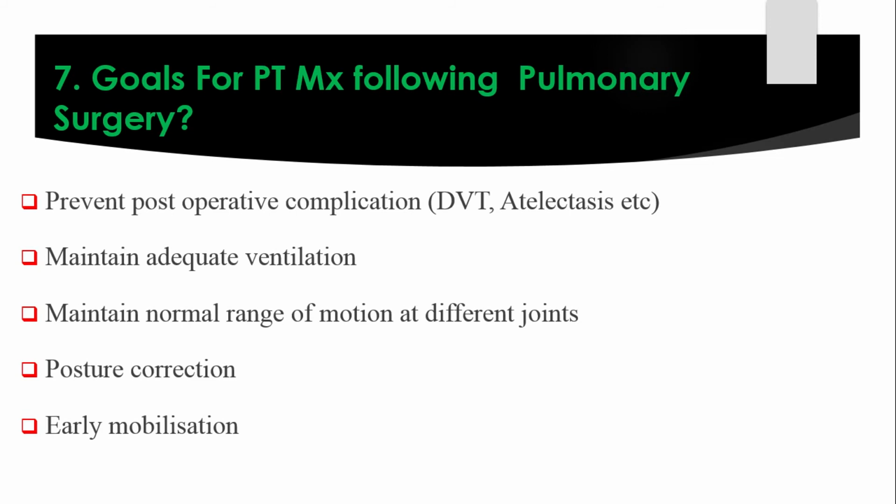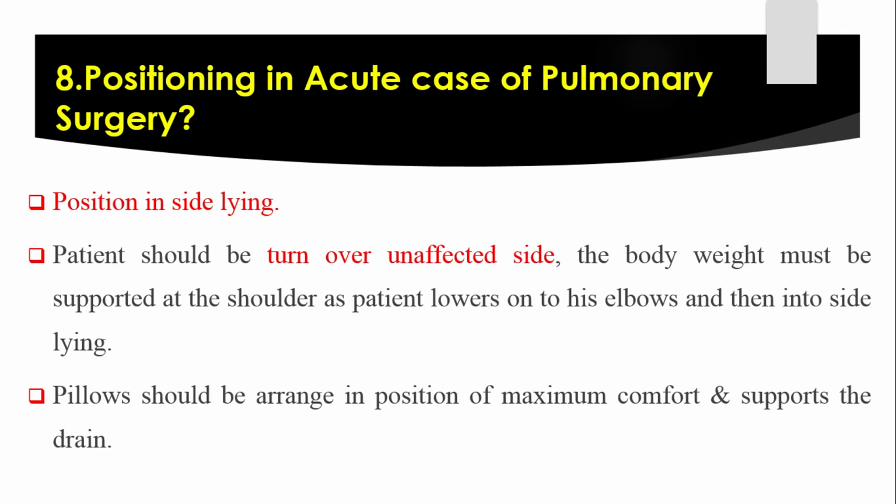Now let's see the goals for PT management following pulmonary surgery. To prevent post-operative complications like deep vein thrombosis, atelectasis, etc., that is one of our main goals for PT management. Maintain adequate ventilation so that a good amount of air will go into all the areas of the lung. Third, maintain the normal range of motion at different joints. Focus on posture correction. Next, go with early mobilization. So these are the goals of PT management.